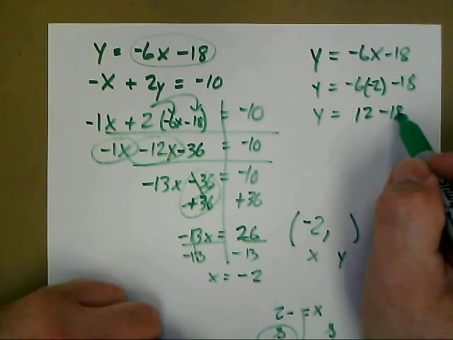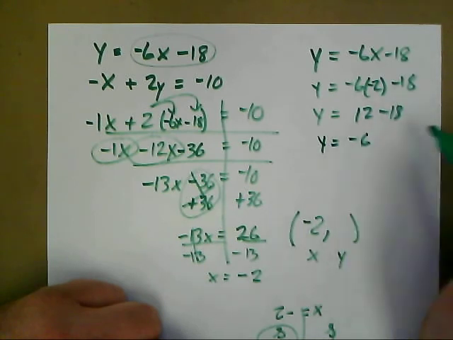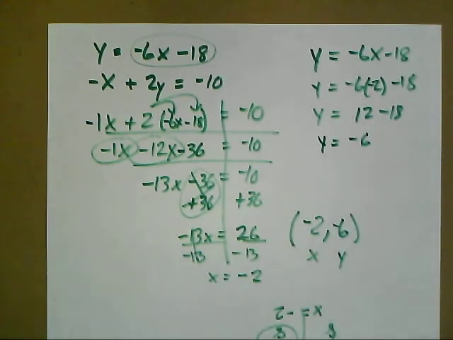All right. So 12 minus 18, well, that's going to give us our -6 that we need. And there you have it.